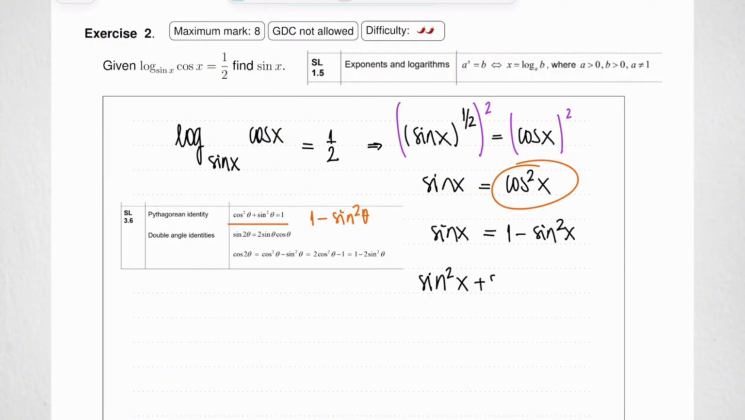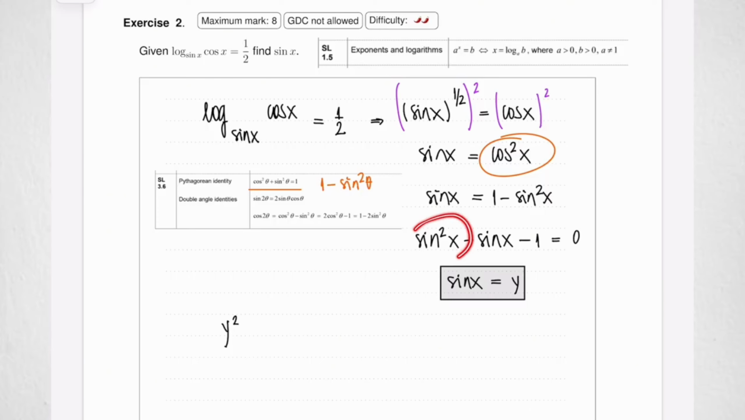And by replacing this cosine squared of x by 1 minus sine squared of x, we get a quadratic equation in which we can use the quadratic formula to solve. Now that comes from the fact that we can replace sine of x by y, solve it for y, and then substitute sine of x back into y.